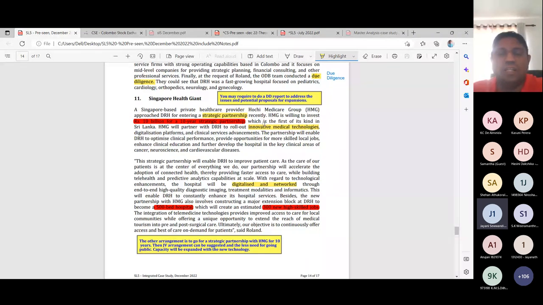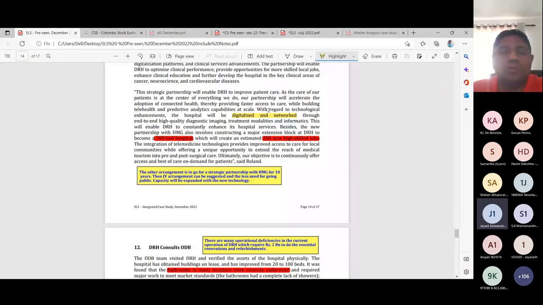The strategic partnership enabled DRH to improve patient care, as the care of our patient is at the center of everything we do. Our partnership will accelerate the adoption of connected health, thereby providing access to care while building telehealth and predictive analytic capabilities at scale. Now see this about big data, some information, predictive analytics. See this one, predictive analysis. Right. So some of the new technologies they are referring to. Right. Capabilities at scale. Data analytics is a key here.